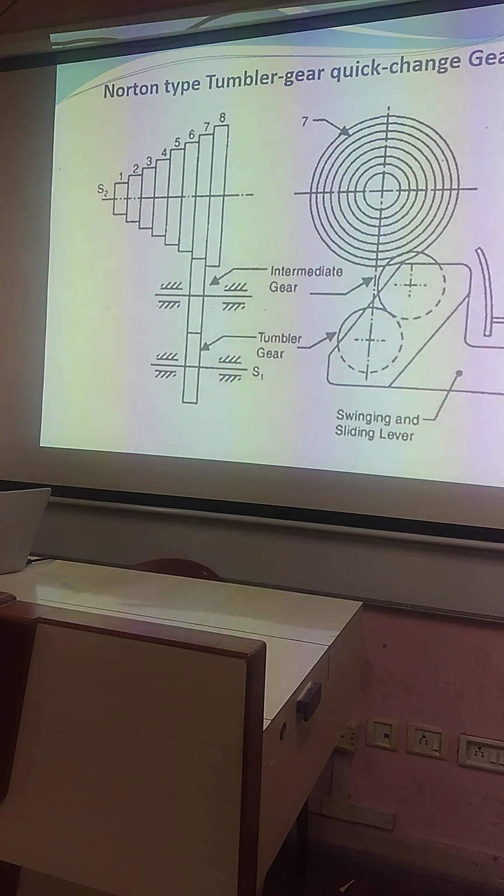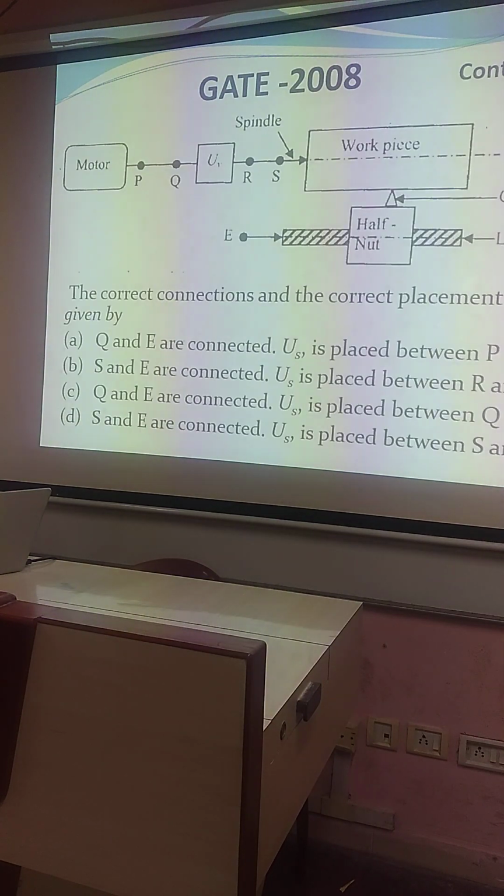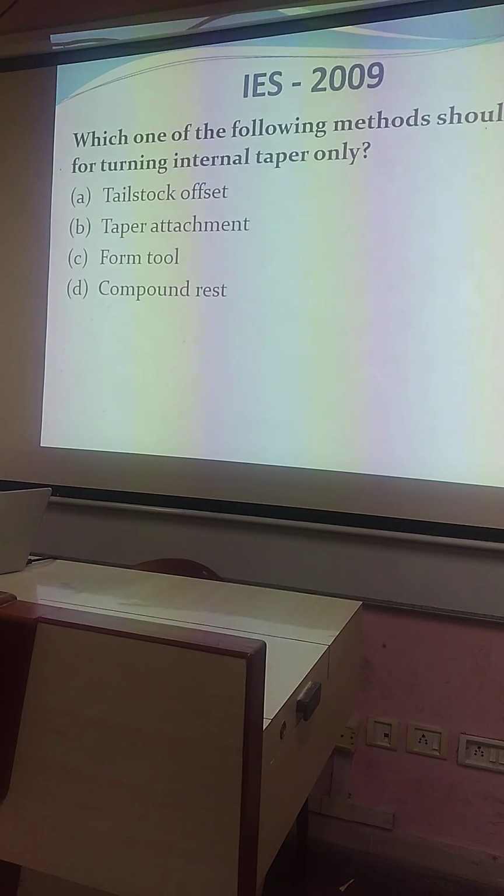This one is the Norton type tumbler gear quick change gearbox in the power driven. Intermediate gate gear, tumbler gear. So you have to change the gear position so that your speed arises if you want to do the operation at high speed.